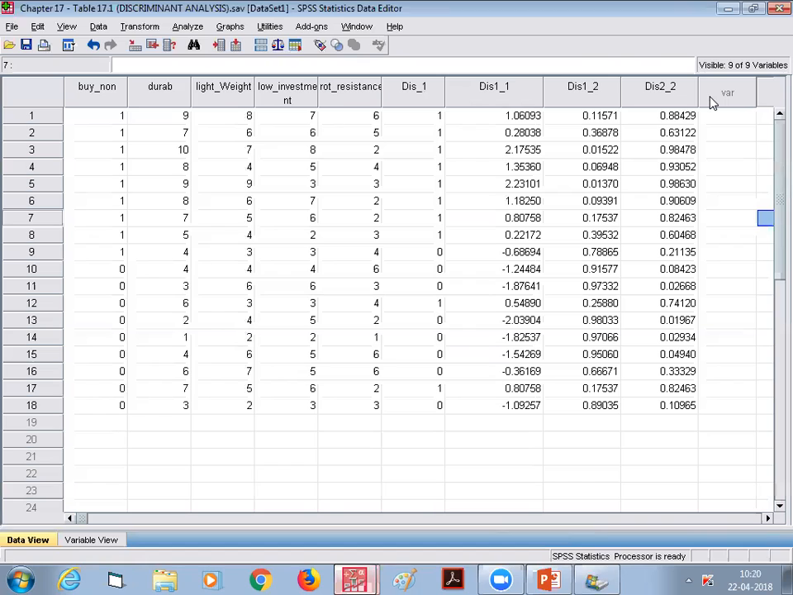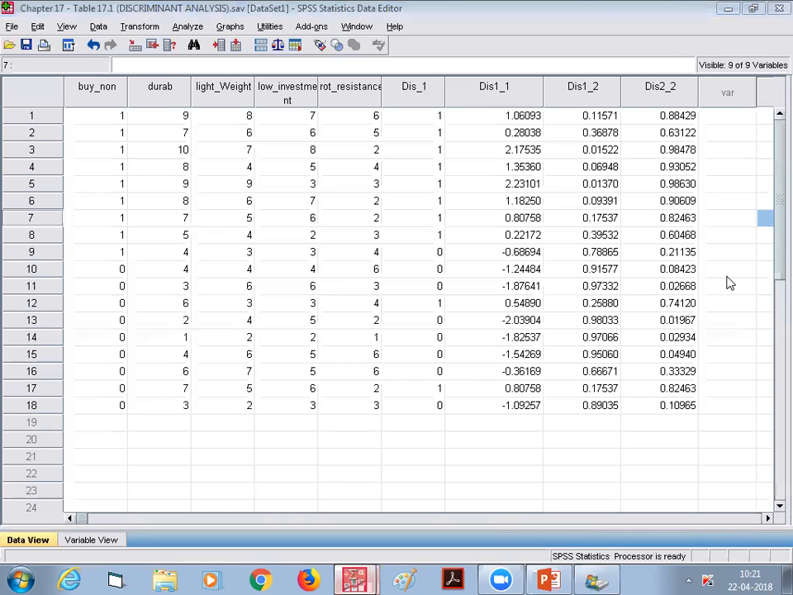You remember when I checked that analyze option, I highlighted that one also, probability. So it is displaying the probabilities now. So what is the probability? These are the discriminant scores, whereas these are the two probabilities. Okay. So these are the probabilities.